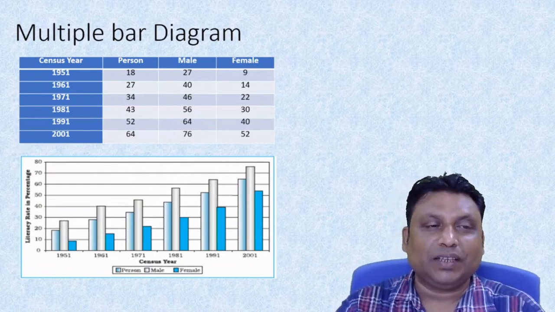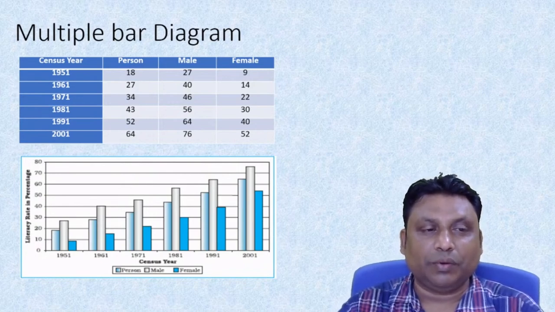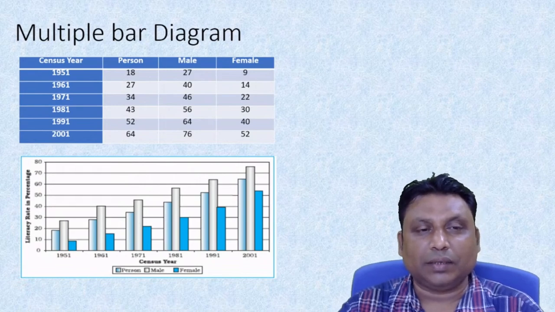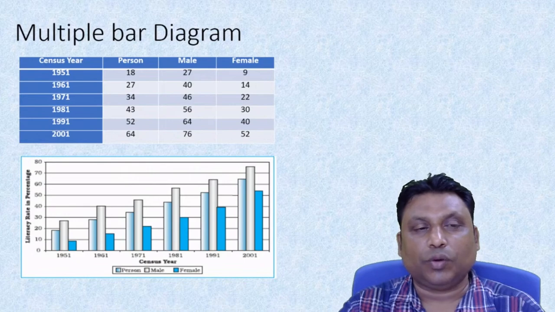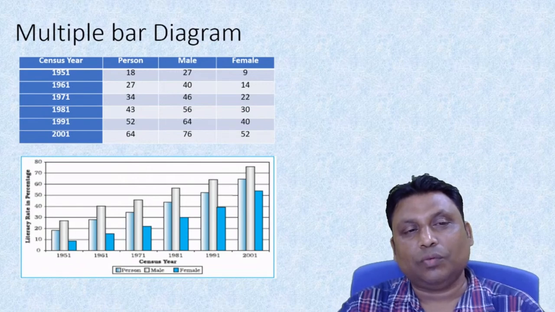That means, suppose census data is given, person, in 1951, 61, 71, 81, 91, 2001. Person, that is male, is given. Female is given. Total person is 18, male is 27, female is 9. So on that basis, you have to follow the data. That means when you are preparing your bar diagram, how many variables are there? Three. One is person, one is male, one is female.